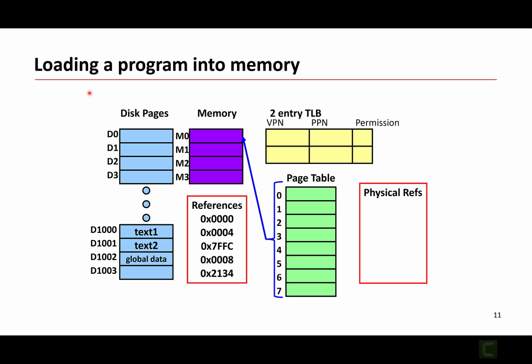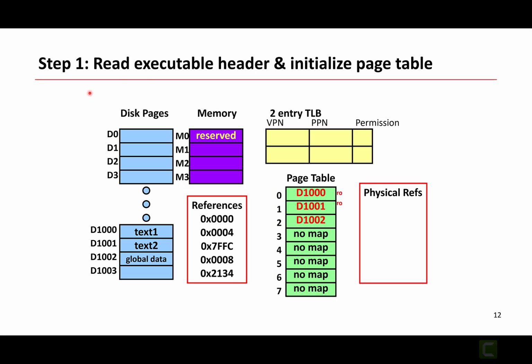All right, so the very first step when a program is loaded in memory, the first thing that the operating system, or one of the first things it does, is create a page table for this process. And like I said, the page table is going to be stored somewhere in memory. So in this example, I'm going to assume it is stored in M0. This one page is reserved for storing the page table of the process that the operating system just created.